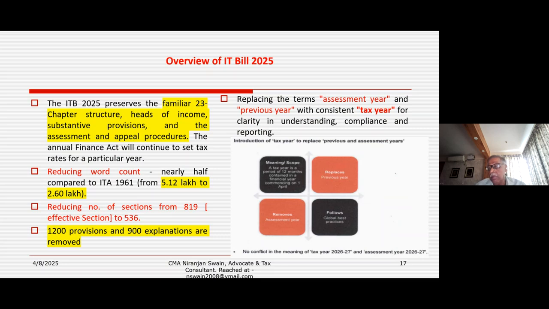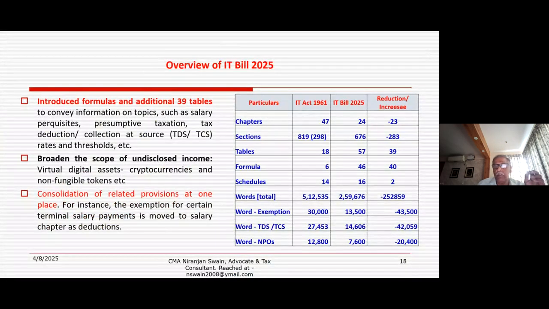Sometimes we also found it very confusing when using previous year and assessment year. New students coming in were always confused by previous year and assessment year. So now it is a tax year, and there is no doubt about it. It's a good proposal, even if the amendments made are small. On the right side there is one table that I'm giving, and a few cases I will also discuss.